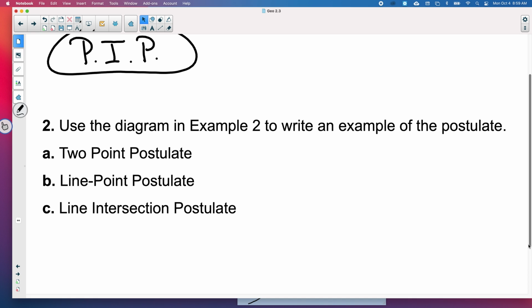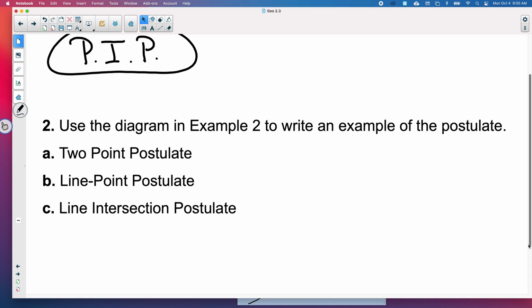On this next part, it says, use the diagram in example 2 to write an example of the postulate. All right, so it has to be specific for that picture. So the 2-point postulate, in general terms, says through any 2 points, there exists exactly 1 line. So instead of saying through any 2 points, you have to find 2 specific points in that picture, which would be what? We have kind of already done that. What 2 points in that picture have a line going through them? A and B. Okay.